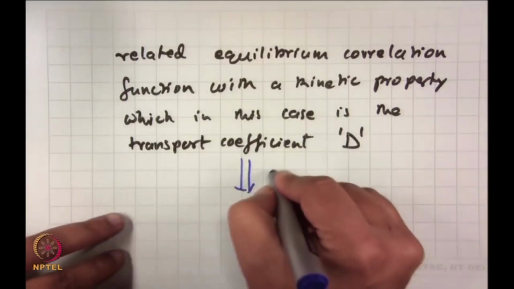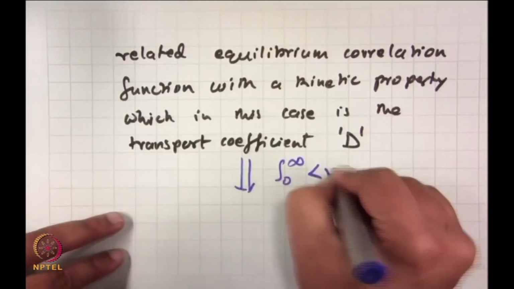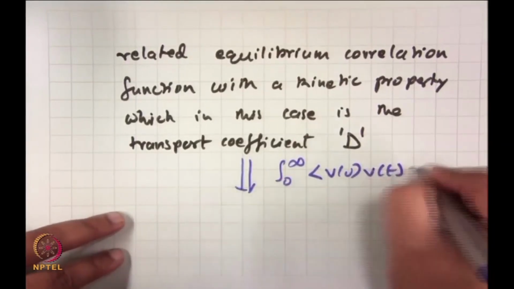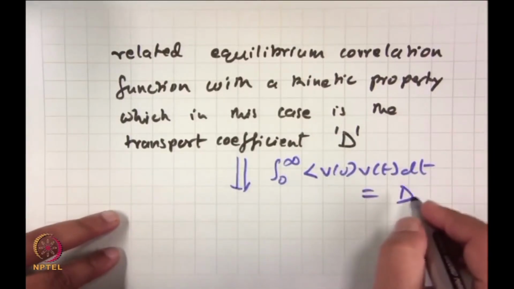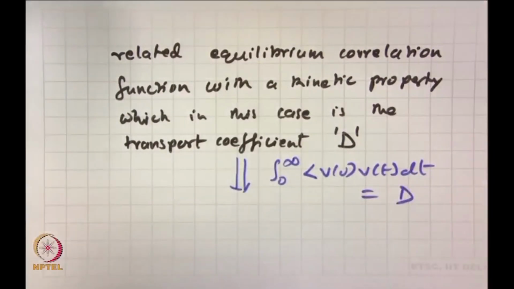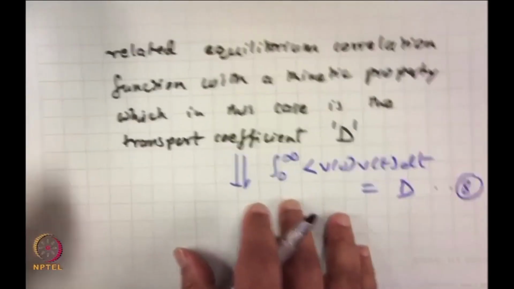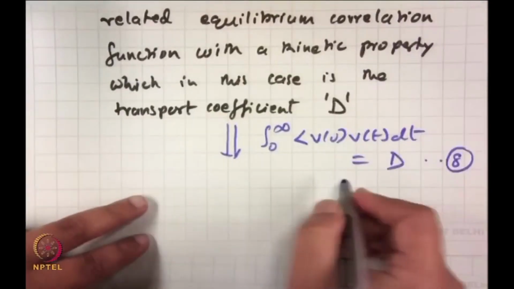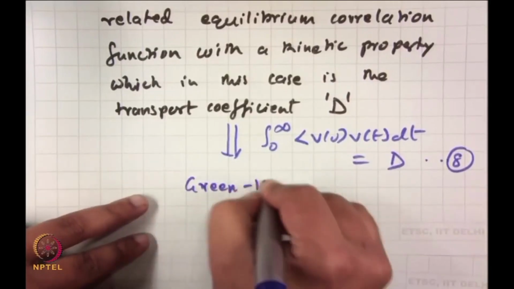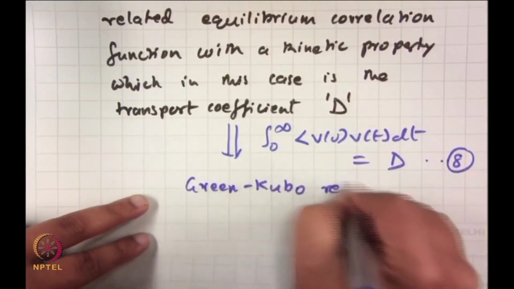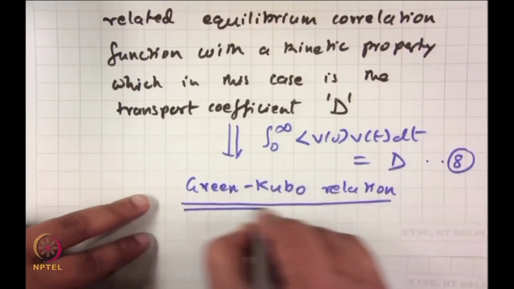So, integral from 0 to infinity of v(0) v(t) dt is equal to D. This equation I can number, what will the number be, 8. So, if this is 8, then this is an example of something known as the Green-Kubo relation. The Green-Kubo relation.